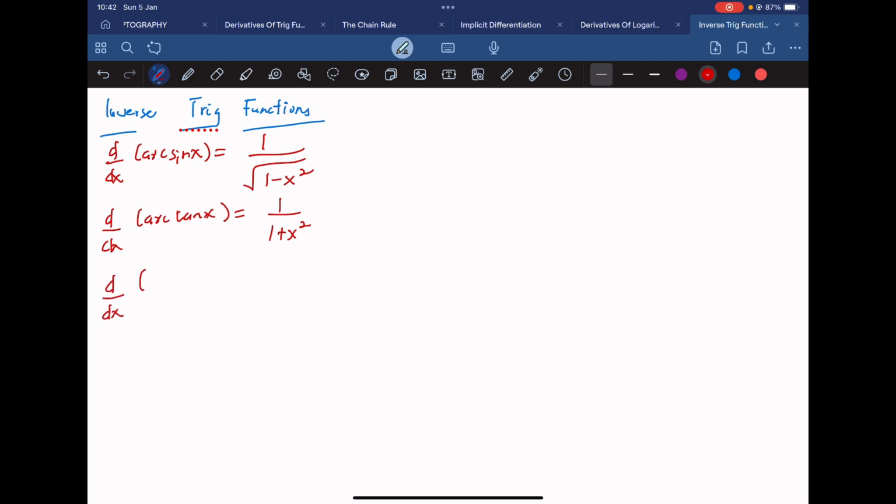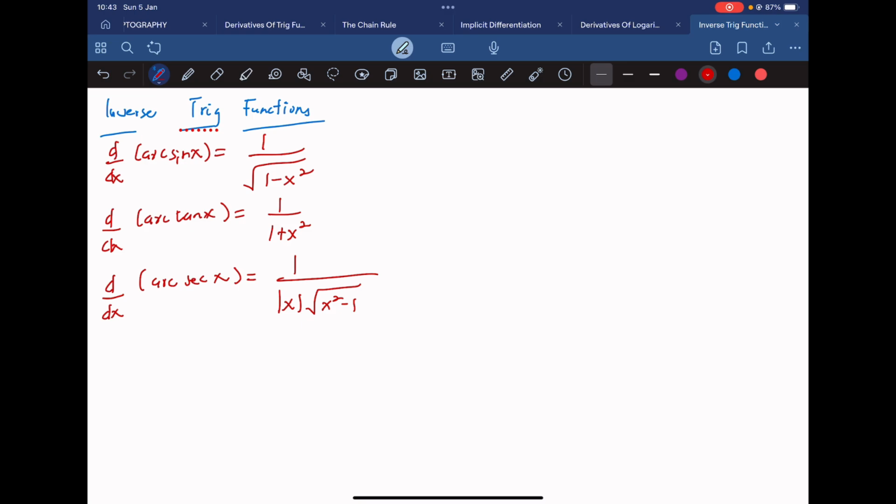The next one we have to look at is arcsec. And if you differentiate, this is always 1 over the absolute value of x times the square root of x squared minus 1. Now, you don't need to memorize all of these, right? If you know these three, you are good to go.